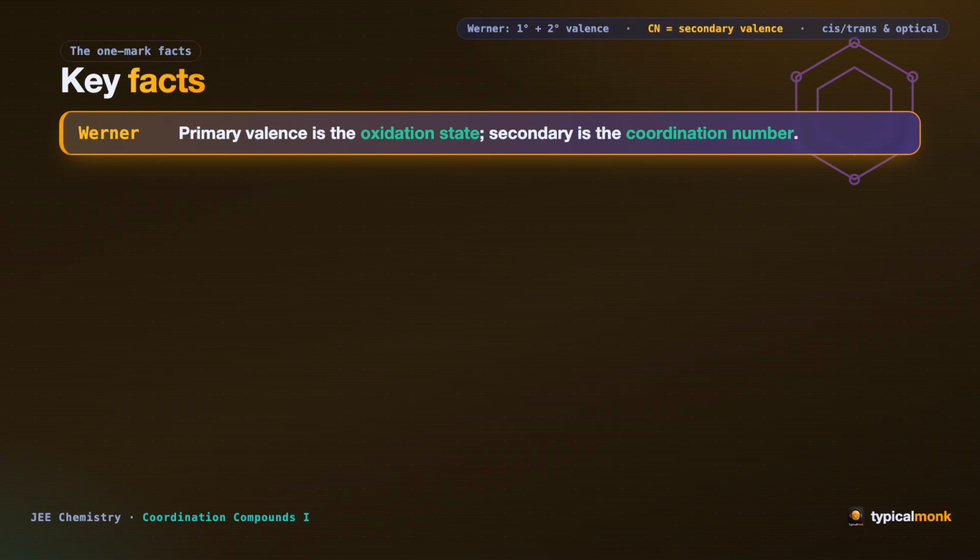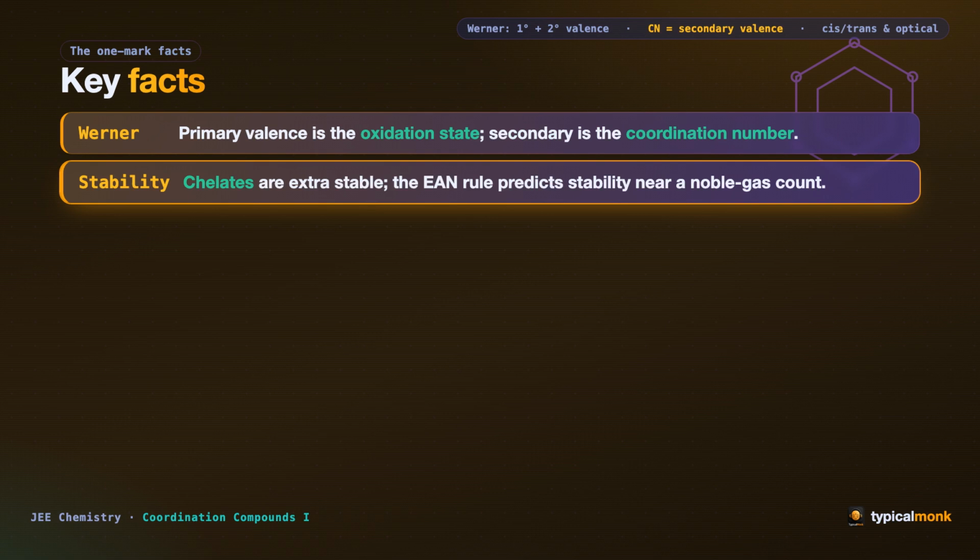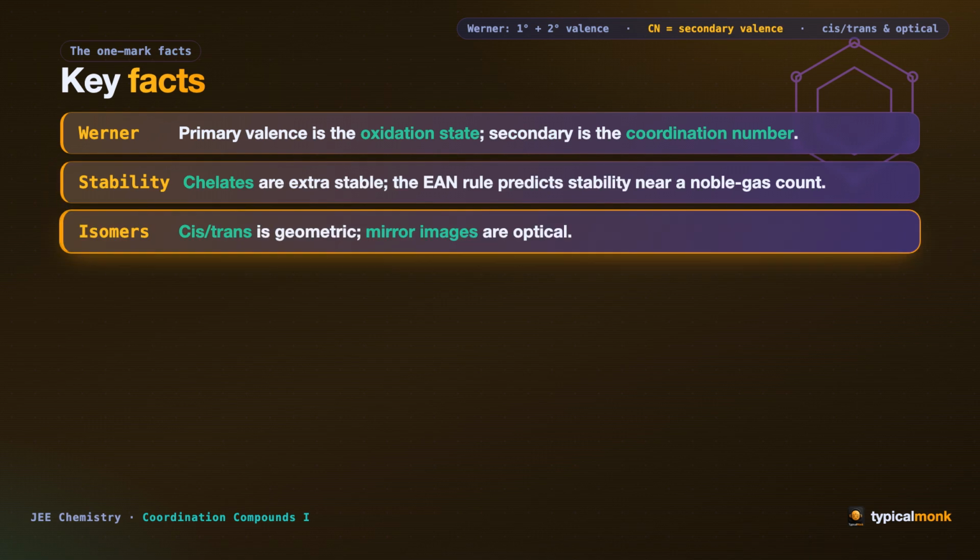Now, the 1-mark facts. Werner. The primary valence is the oxidation state. The secondary valence is the coordination number. Stability. Chelates are extra stable, and the ion rule predicts stability near a noble gas electron count. The isomers. Cis and trans is geometric, and mirror images are optical.